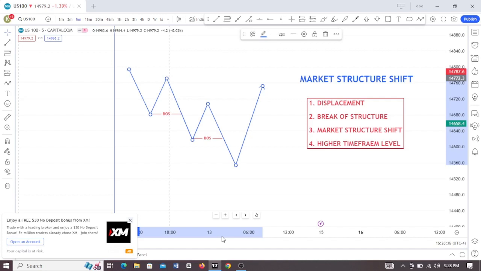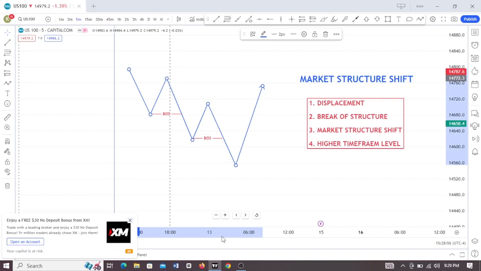A displacement is an aggressive move with full bodied candle. It's an aggressive move either to the upside or to the downside. Whenever you see an aggressive move that breaks a certain low or a certain high, that is known as a displacement. This can form in a single candle or in multiple candles.